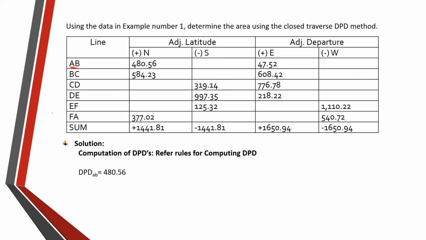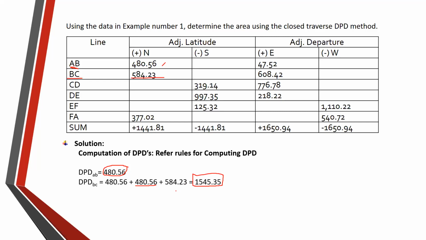Okay po. Next is the DPD of the line BC. So the DPD of the line BC is equal to yung preceding DPD ng nauna, which is 480.56, plus yung latitude nung nauna, which is also 480.56, plus the latitude itself, which is 584.23, and that is equal to 1,545.35. Tama po ba to? Kindly double check. Yes, ma'am. Okay, thank you.